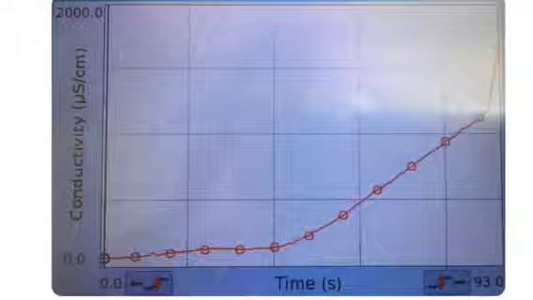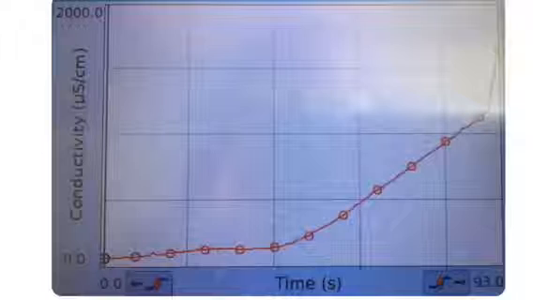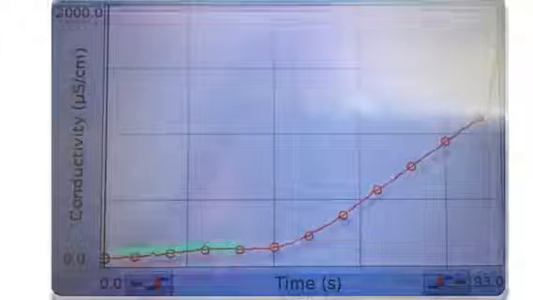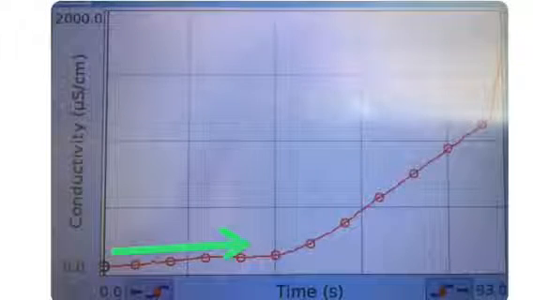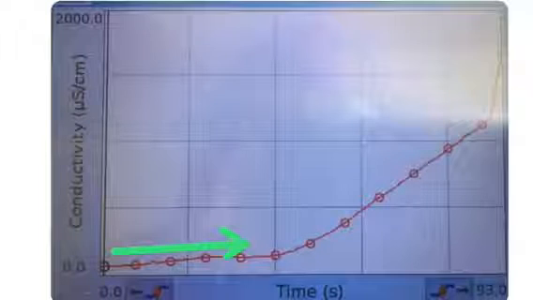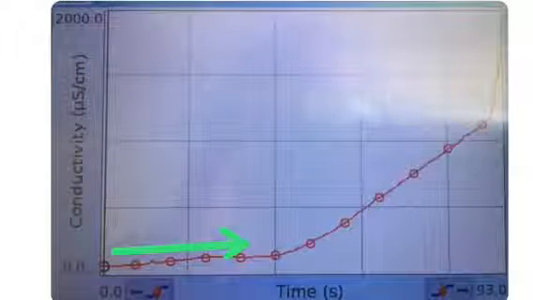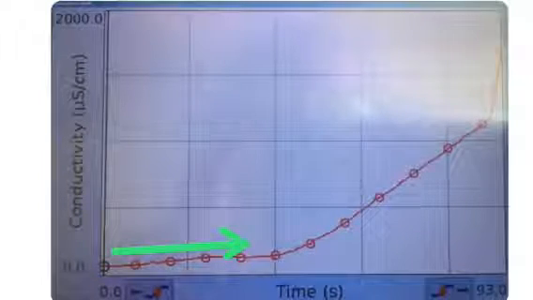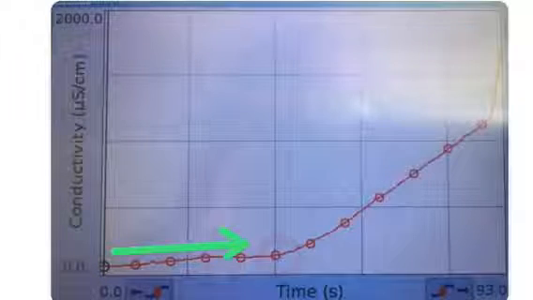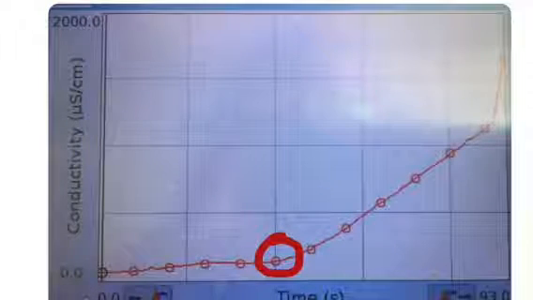Here is the graph created by the LabQuest plotting conductivity versus time. Prior to reaching the equivalence point, the conductivity increases very gradually as the added acid must neutralize the barium hydroxide. At the equivalence point, the barium hydroxide has completely reacted.